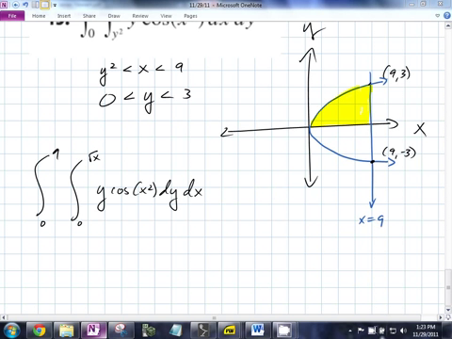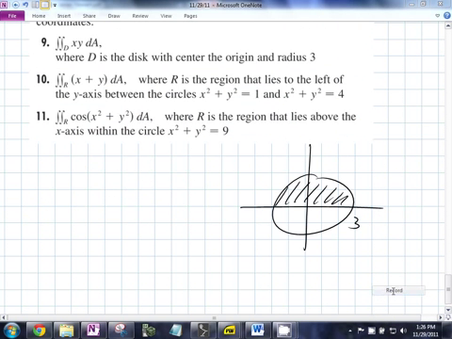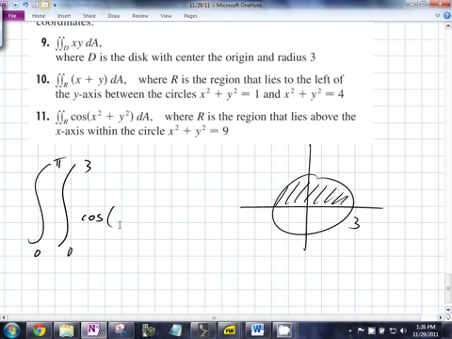0 to 3, 0 to what? Pi? Sounds right. And it's going to be cosine of what? R squared. R squared, and I'll turn the R, yep. R dr d theta. There it is. We know that x squared plus y squared is r squared. We're going from 0 to 3 for the radius, and we're going from 0 to pi. That's it. Can you integrate that?